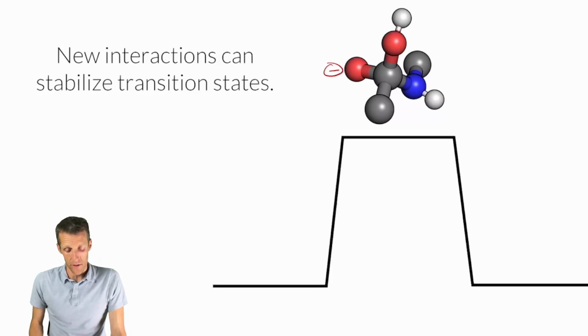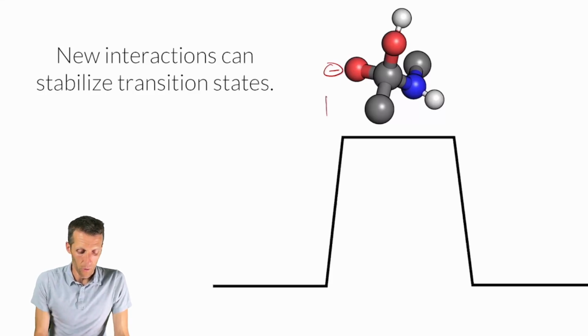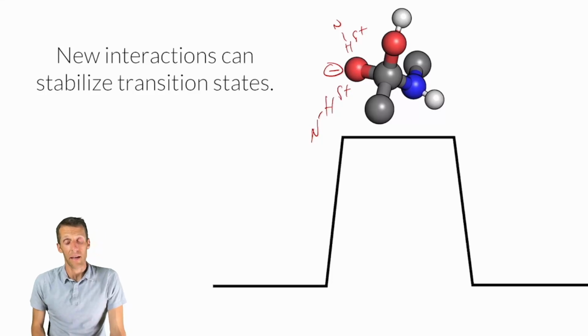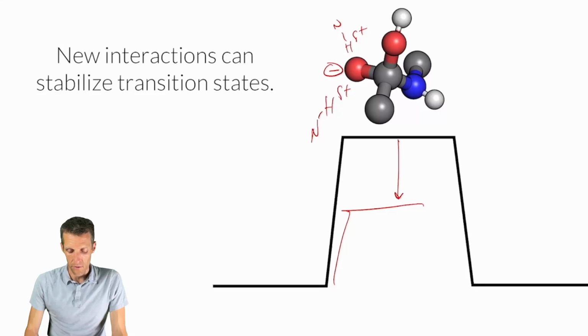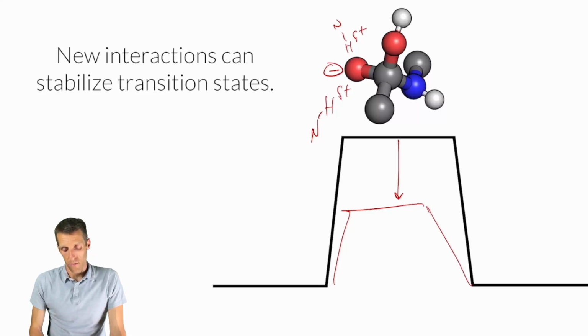This, I said, is a negatively charged oxyanion. One of the things we'll see enzymes actually do is they put partial positive charges right around that oxyanion. And that is basically a new interaction. It's going to stabilize the state, right? It's going to bring the energy down so that now it's a lower energy state. Therefore, the reaction can be faster.